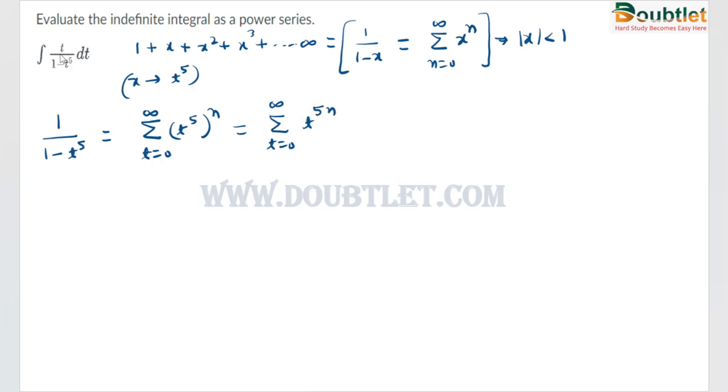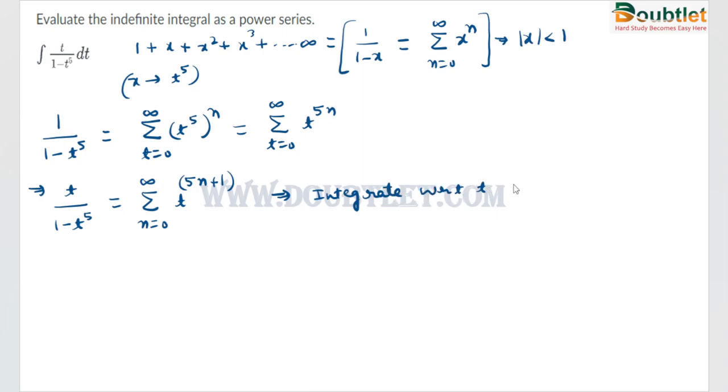Now if we want to get this term t in the numerator, then we have to multiply t on both sides. So if we multiply t on both sides, then it will become t divided by 1 minus t to the power 5 equals sigma n is equal to 0 to infinite. So this will become t to the power 5n plus 1, because if we multiply t with t to the power 5n, the powers will add because the base is the same. So now we have to integrate both sides with respect to t.